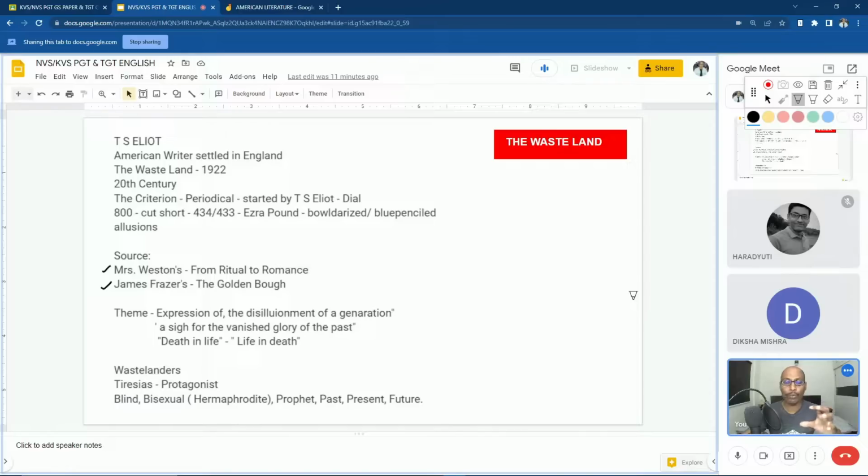Now, who is the protagonist in this poem? The protagonist of the poem The Wasteland is Tiresias. And who is this Tiresias? He is blind, bisexual, hermaphrodite, a prophet. He can see the past, present and future. So the protagonist of the poem The Wasteland is Tiresias. He is a bisexual.